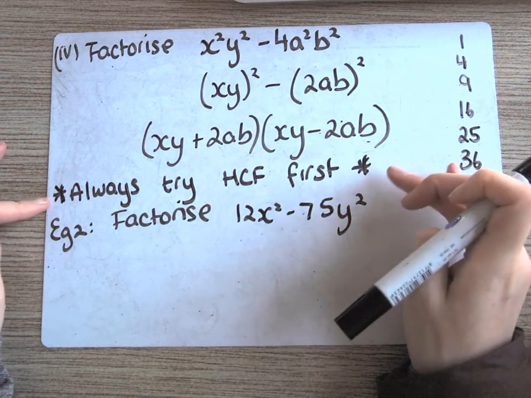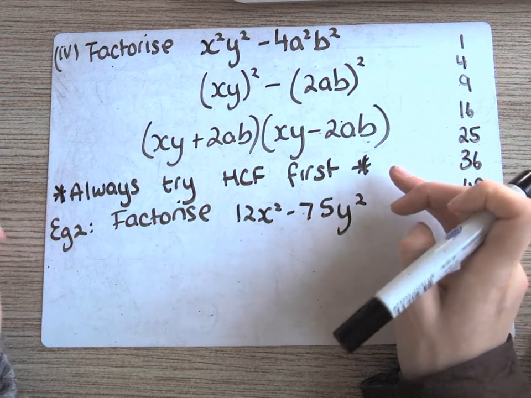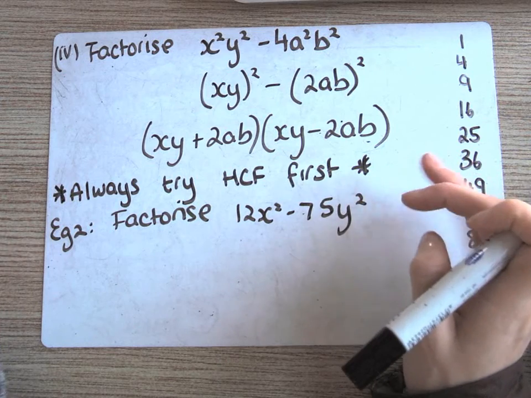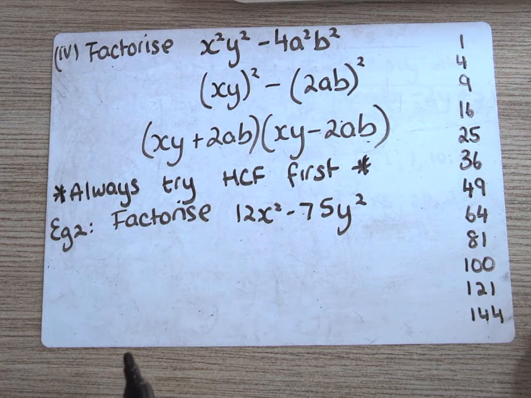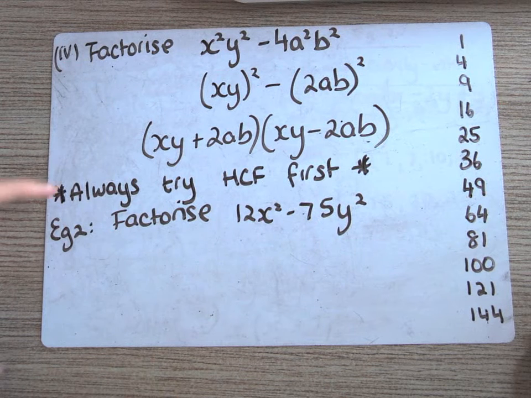A rule for factorising: always try highest common factor first. When we're factorising, we've been really isolating the different types. We did highest common factor, then the next day we did grouping, and today we're doing difference of 2 squares. But sometimes they're actually mixed in together. So you're going to try highest common factor first. You're always going to see, is there something common? If there is, you pull it outside a bracket, and then you might be able to continue with your sum.